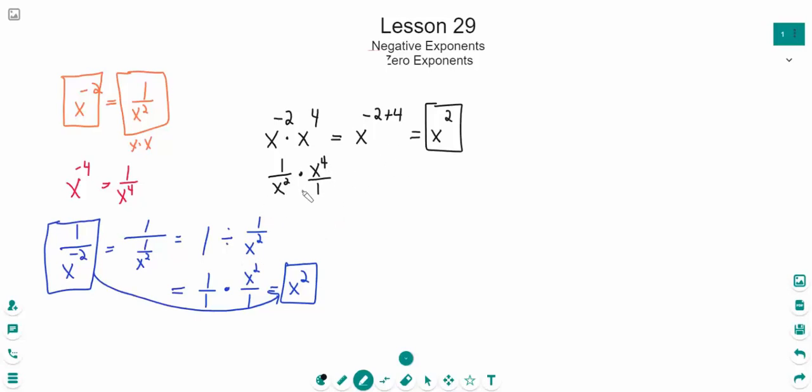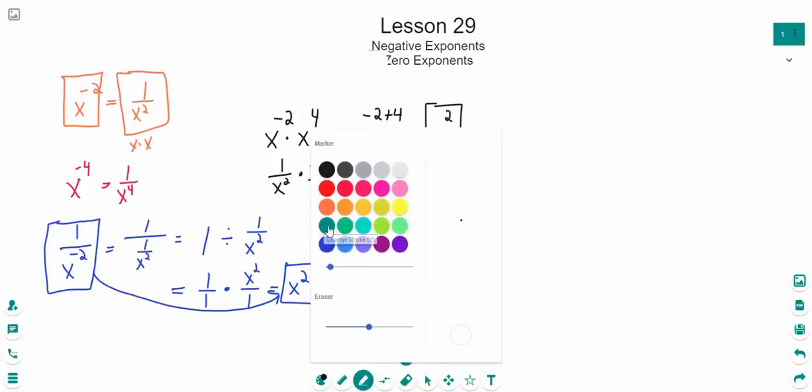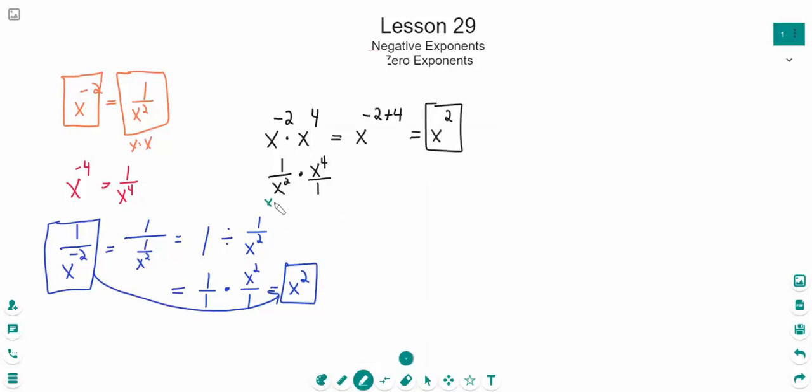And to think about cross-canceling, we have to think about what these mean. This means x times x, right? This means x times x times x times x, 4 times. Well, now I could say this x can go into itself once, and it goes into this one once. This x can go into itself once and go into this one once. So in a sense, we're cross-canceling out two x's here. We're losing the two x's, and we're left with just two x's left over, right?